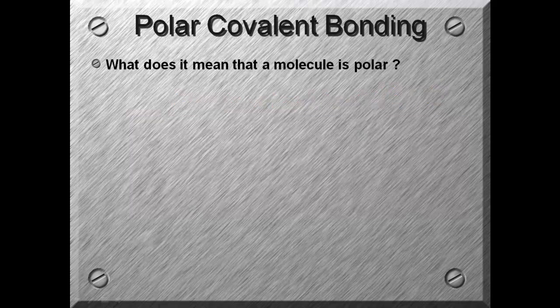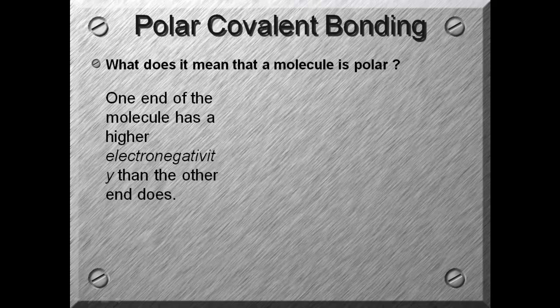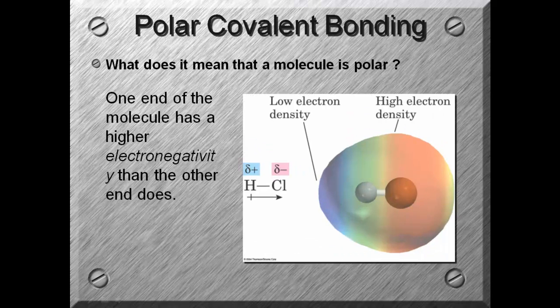So what does it mean that a molecule is polar? One end of the molecule has a higher electronegativity than the other end. So here, for example, with hydrogen and chlorine, which is hydrochloric acid, you're going to notice that hydrogen has a 2.1 electronegativity and chlorine has a 3.0. So chlorine will pull the electrons to its side more. So over here it's a very high electron dense side, and this side will be positive because the electron will not be over at that side of the molecule as often.